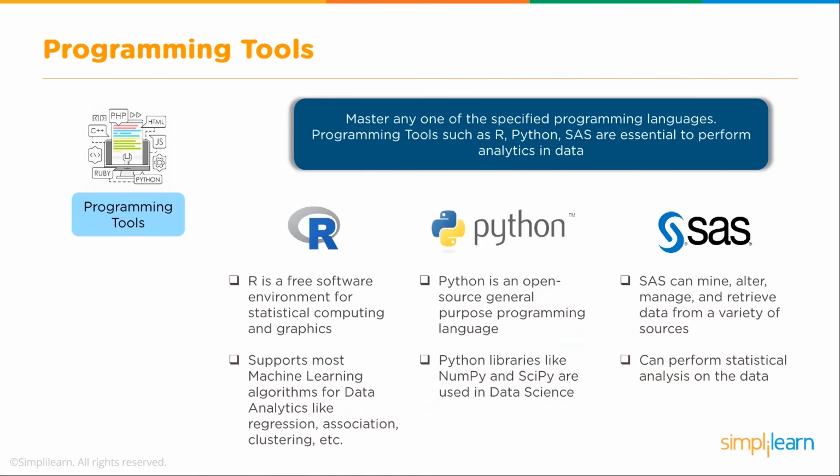And then we get into the programming tools, and I mentioned this earlier a little bit, but you need to master any one of these specific programming languages. Programming tools such as R, Python, SAS are essential to perform analytics in data. And again, you can move in there and you can be an expert in just R. You can be an expert in just SAS, and a little bit in Python, because most of these, when we're talking about data science and data wrangling, you really get down to the point where you need to have a full programming language, at least the basics. And if you're going to be working in data science, Python right now is the main one. But there's also Java, C++.